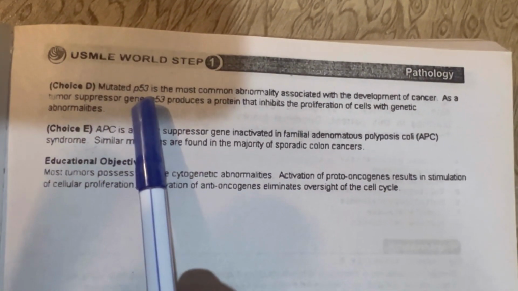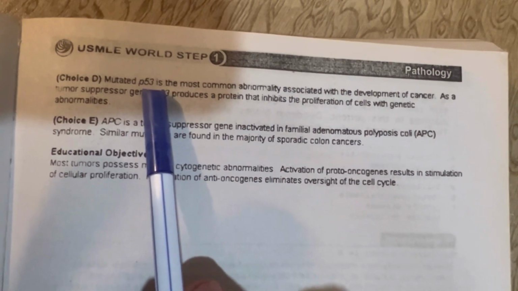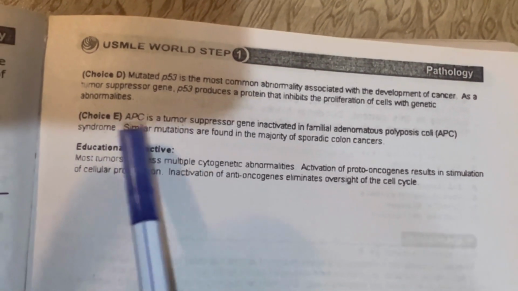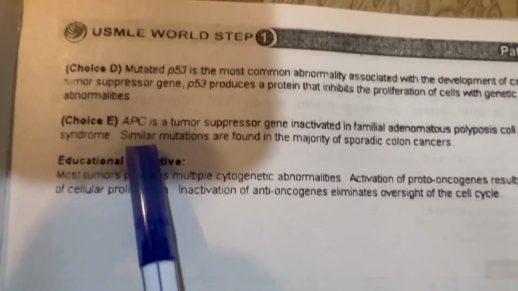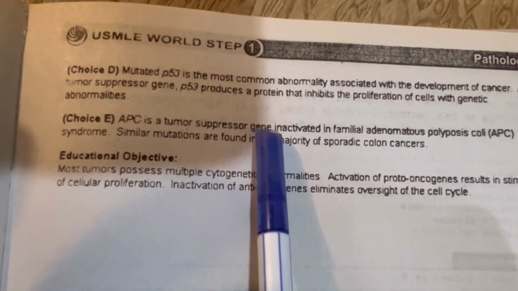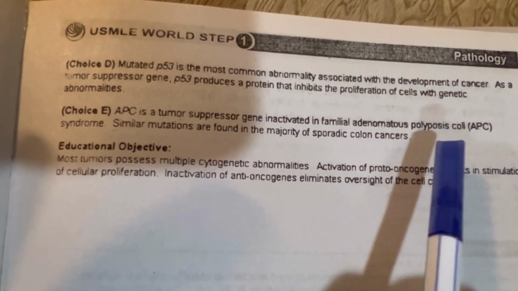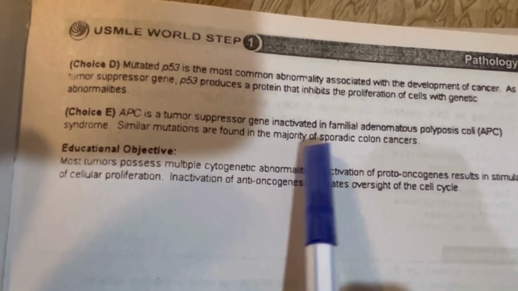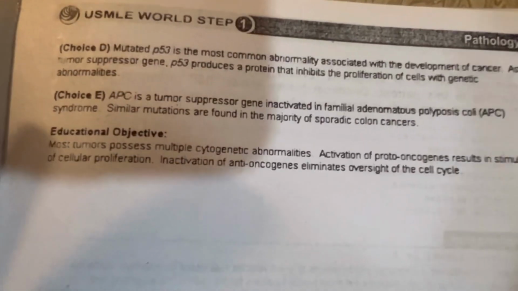We can see P53. P53 is a very important tumor suppressor gene and it also protects us from a lot of cancers. And APC, adenomatous polyposis coli, is also a tumor suppressor gene and protects us from familial adenomatous polyposis coli and a lot of sporadic colon cancers. The activation of proto-oncogenes can result in cancer, and inactivation of anti-oncogenes can also lead to cancer.